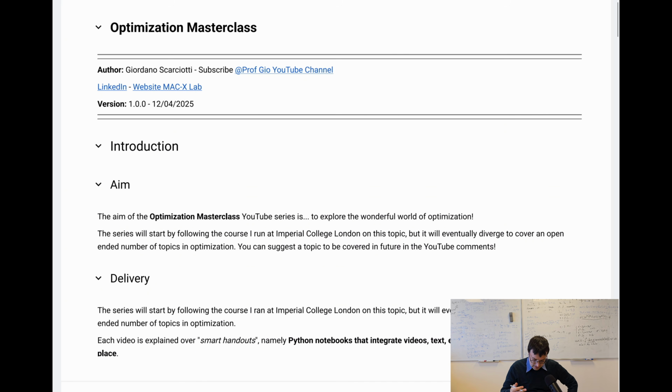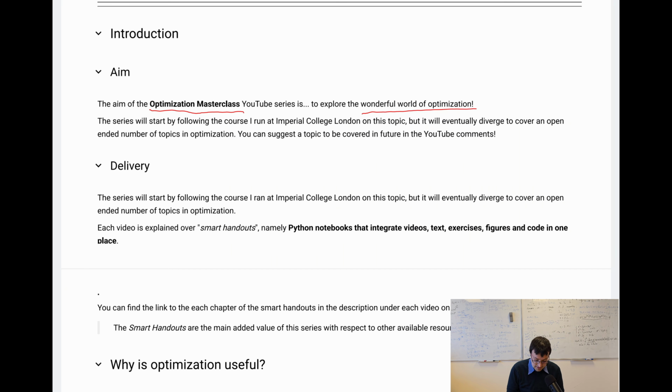So let's see in practice how a lecture will work in this series. As I said, the aim of this Optimization Masterclass is essentially to explore the wonderful world of optimization. We know where to start. We will start with the book of Stephen Boyd and Lieven Vandenberghe on Convex Optimization, but later on we will explore other topics. The way of delivery of the series is video lectures.